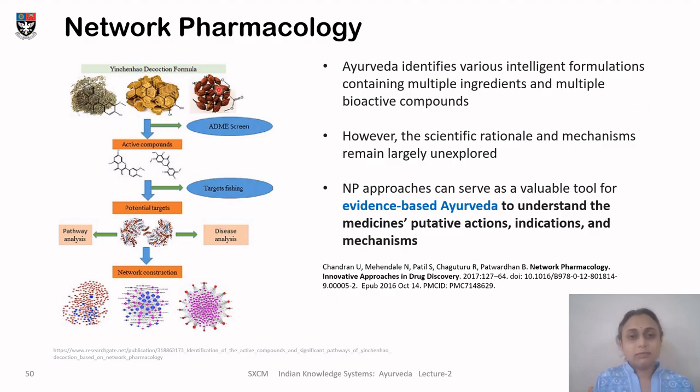We identify the various bioactive compounds from Ayurvedic and other traditional forms of medication. We screen these compounds using modern scientific methods. We identify the potential targets, the proteins, the protein-protein interactions by performing a pathway analysis. Which are the metabolic pathways that are affected? Which are the diseases? So we build a diseasome. And together, using all this information that we have gained, we build the interactome. We construct the network. Network pharmacology approaches are valuable tools for evidence-based Ayurvedic research, for identifying the mechanisms of action, to identify the indications of Ayurvedic formulations.